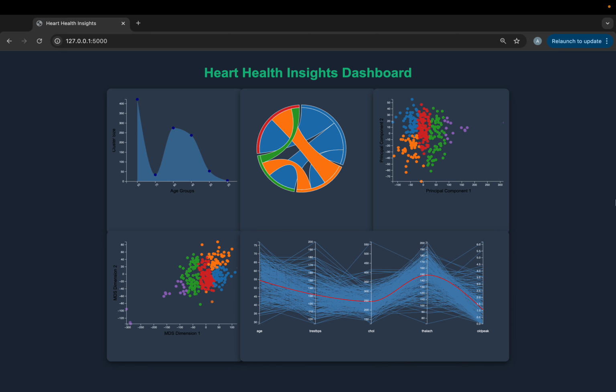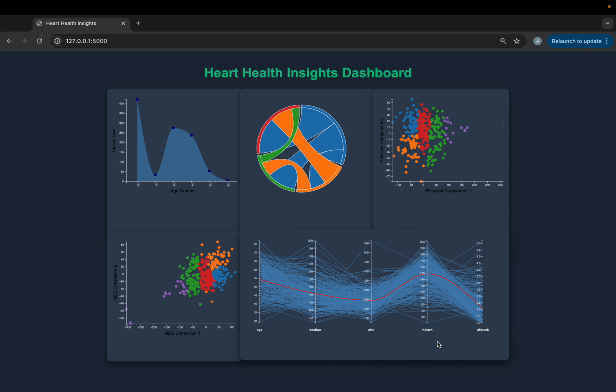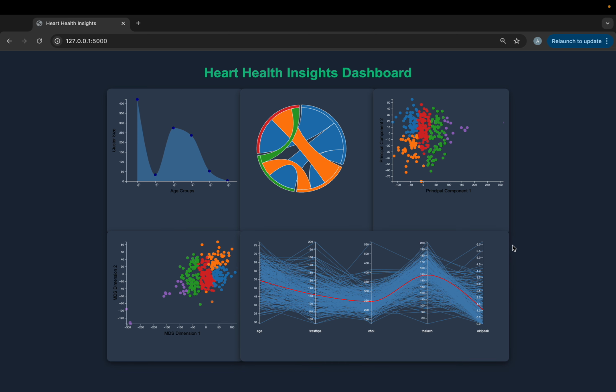Now, let's take a look at stress, specifically how the heart responds under physical exertion. 2 metrics hold the key: maximum heart rate, thalach, and exercise-induced stress, oldpeak. Cluster number 4, purple, and cluster number 5, red, stand apart. These patients show higher oldpeak values, greater stress during exercise, and lower maximum heart rates. They're outliers, struggling under physical strain.